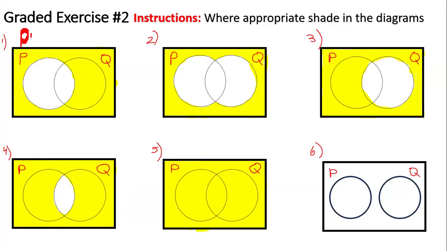The rest of you, do y'all understand this? Let me know, please. Okay, good. Then I need to hear you answer as well. For number two, what is it going to be? P union Q complement. Very good. Because we have everything except for the union.